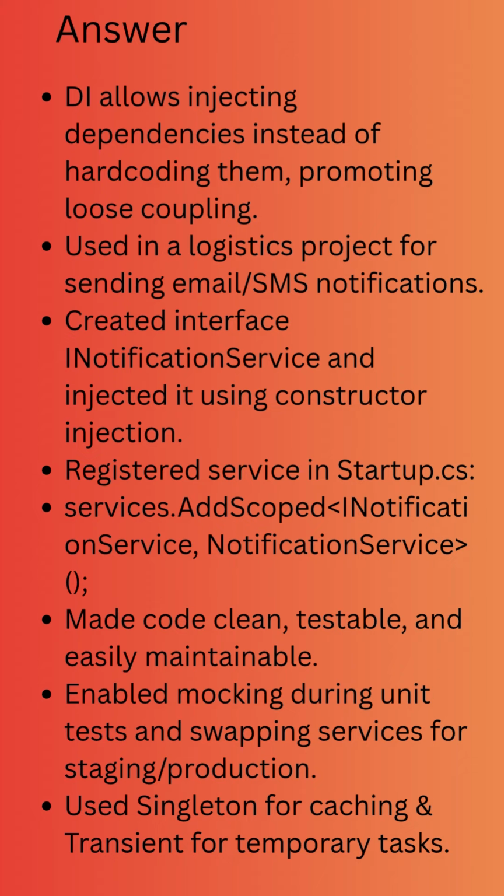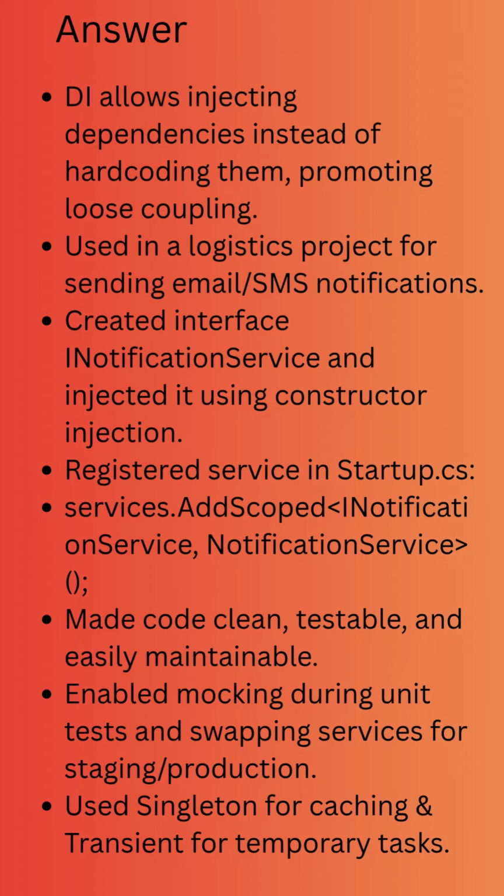This had 3 key benefits. Unit testing became easier. I could mock a notification service. I could replace implementations easily. For example, during staging, I used a fake SMS service to avoid charges. And most importantly, it reduced tight coupling and made our architecture cleaner.